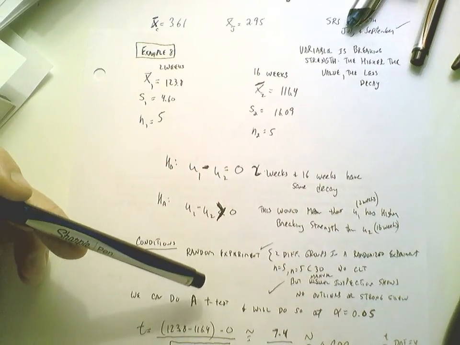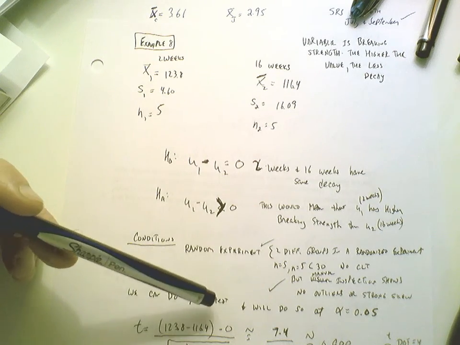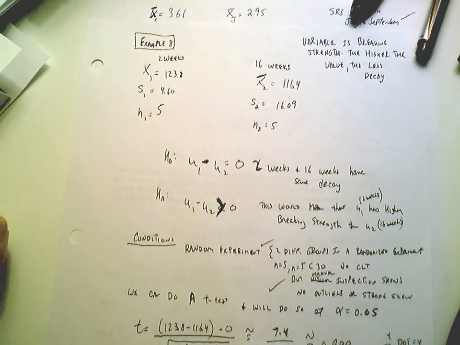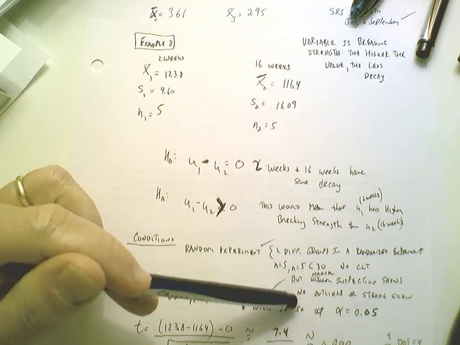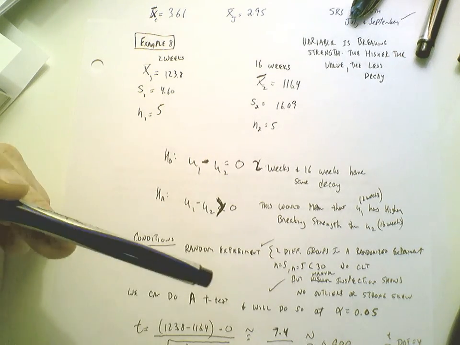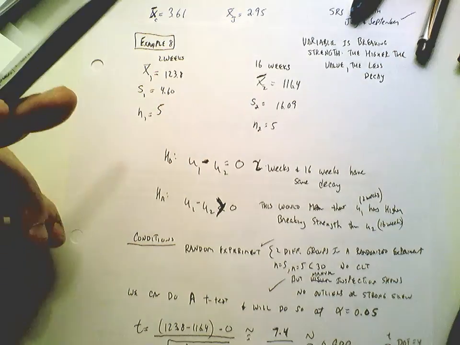And because of this, that'll allow us to go ahead and run a t-test. Again, why a t-test? Because we have no idea the true population standard deviation. So we'll run a t-test. We'll do so at an alpha level of 0.05, at 5%.